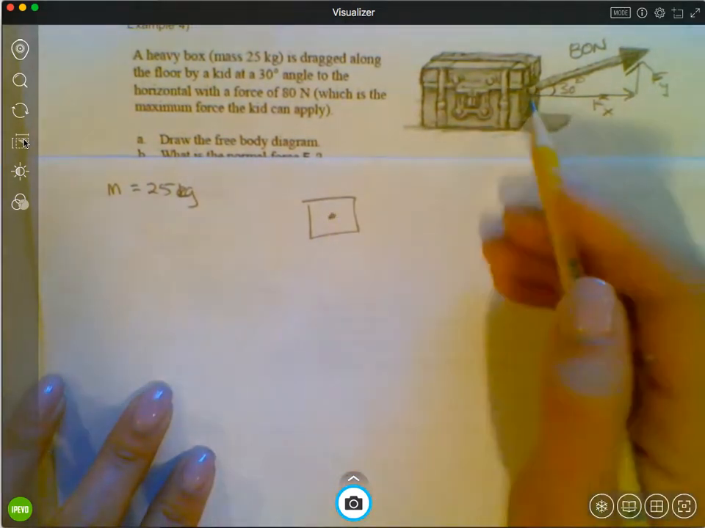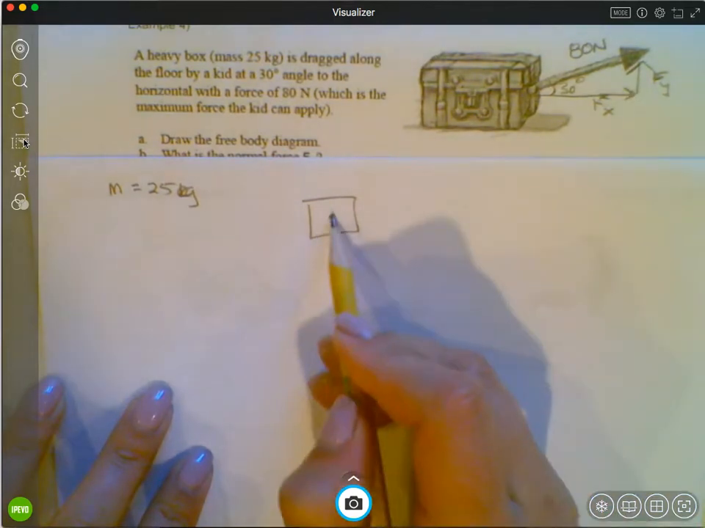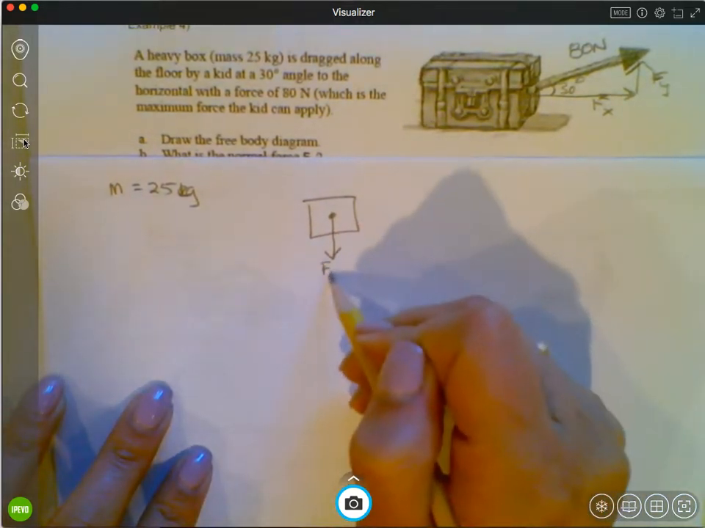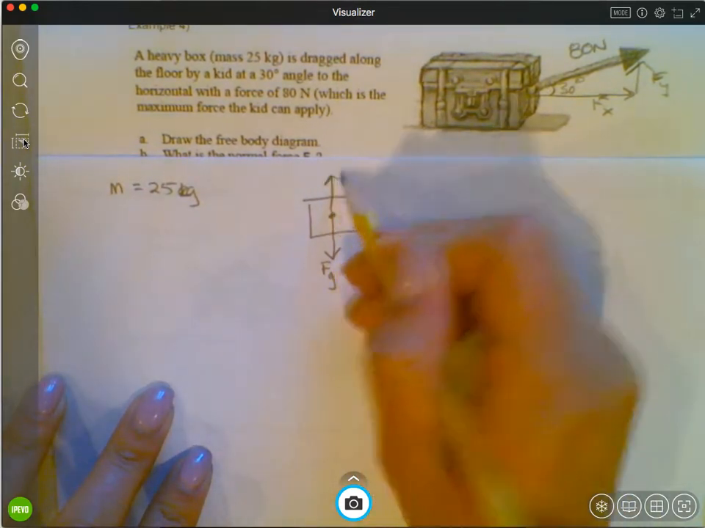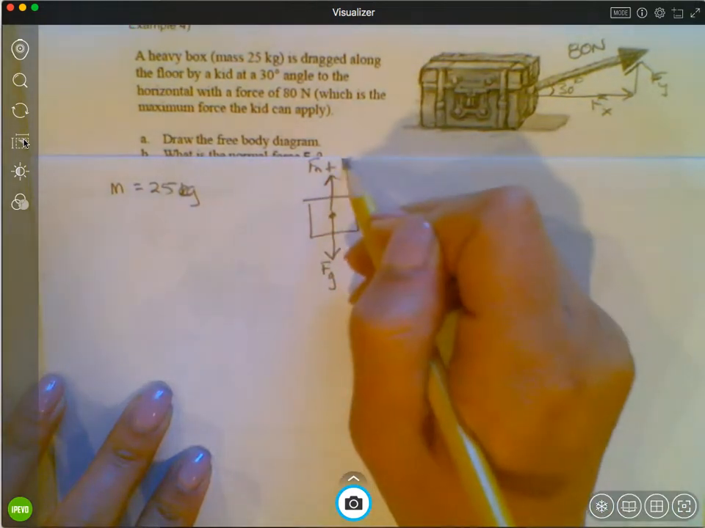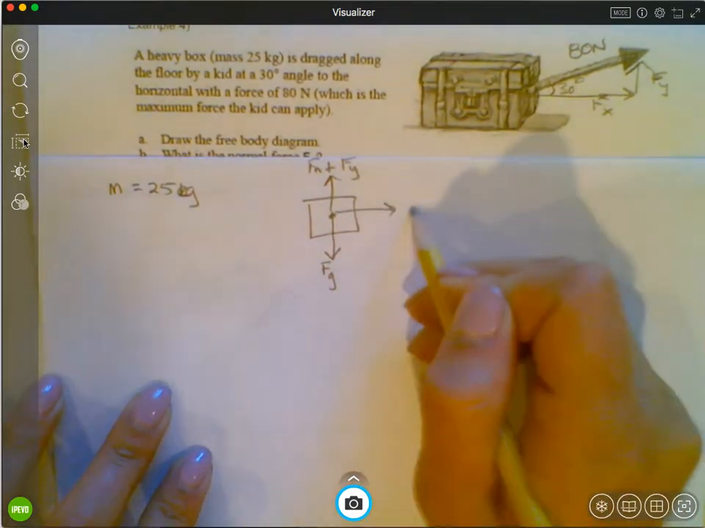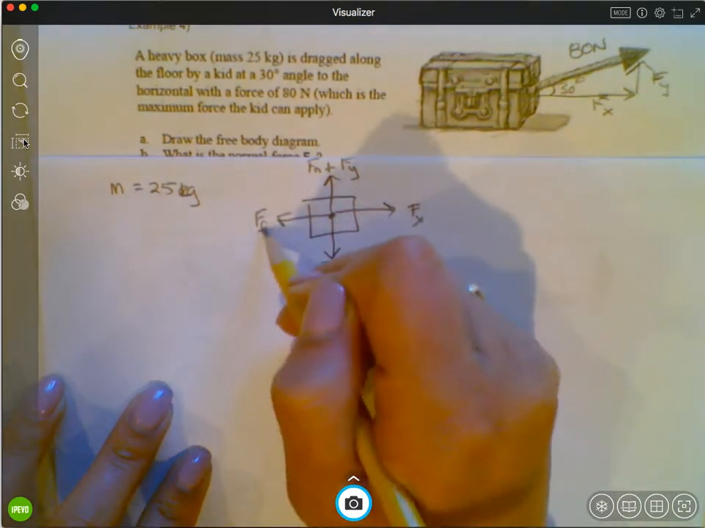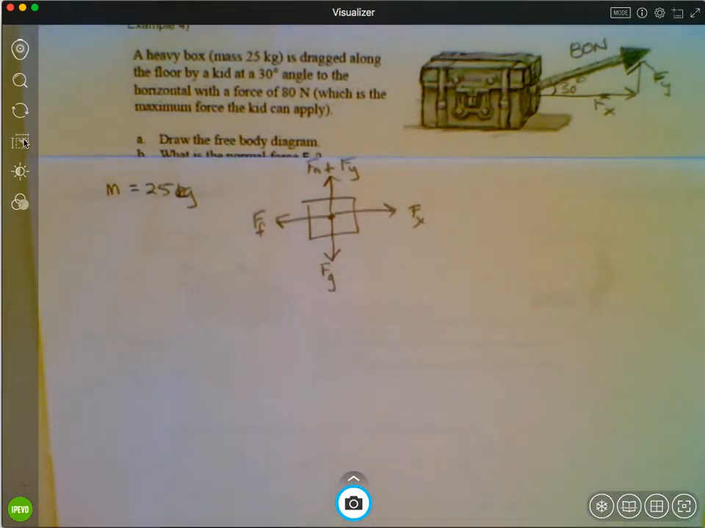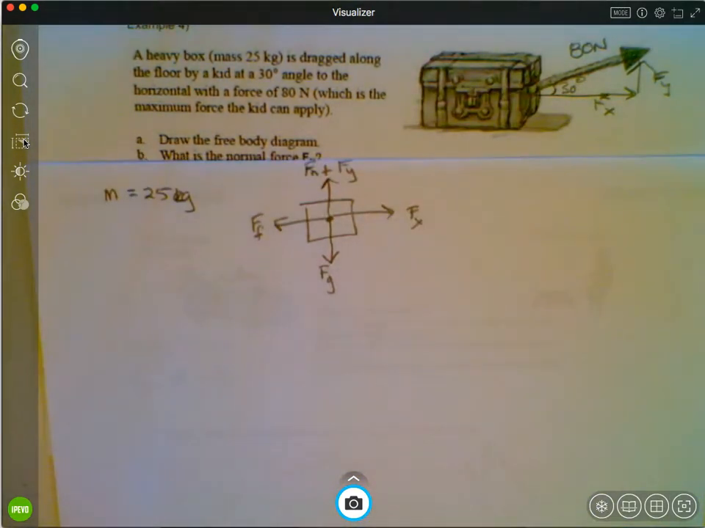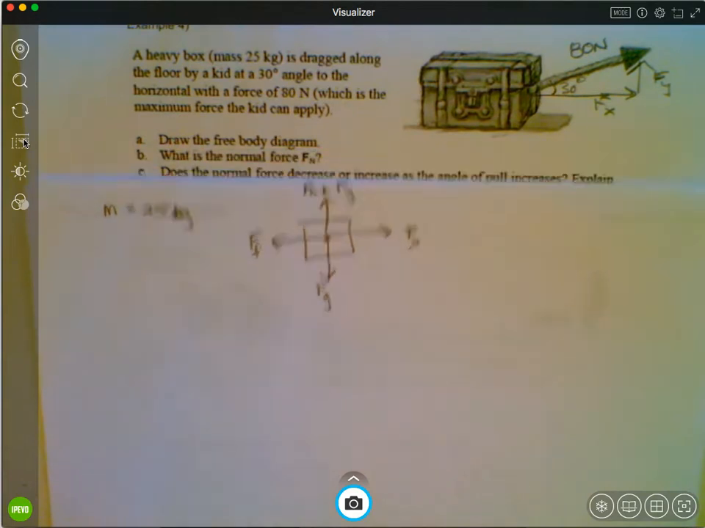Okay. So remember, we don't put angled forces on our free body diagrams. So break it up first and then draw it. So we have Fg, Fn, plus we have Fy going up. We have Fx. And I'm just going to guess that there's going to be some friction. Okay. So that's my free body diagram. All right. A is done.